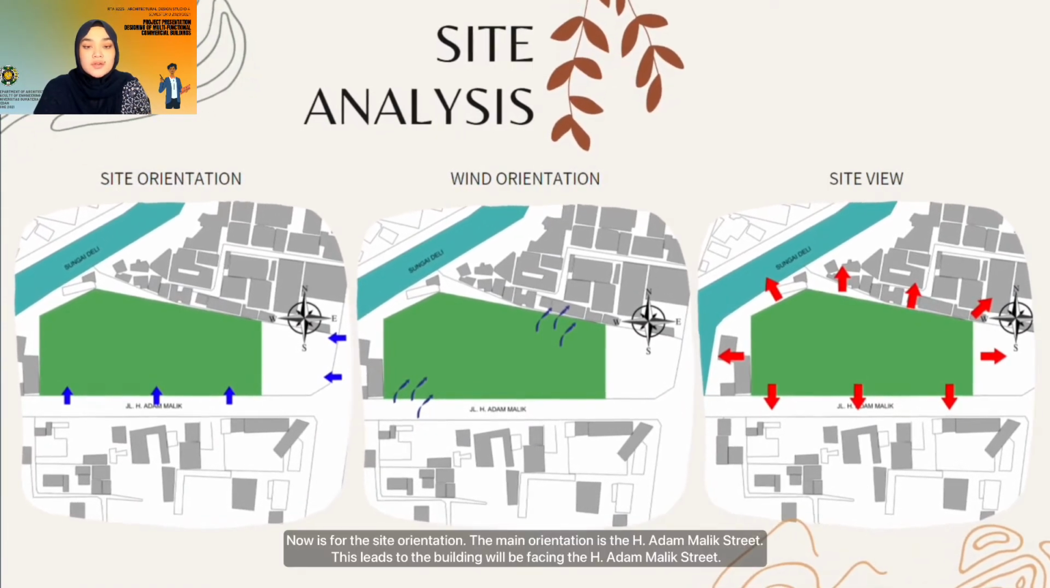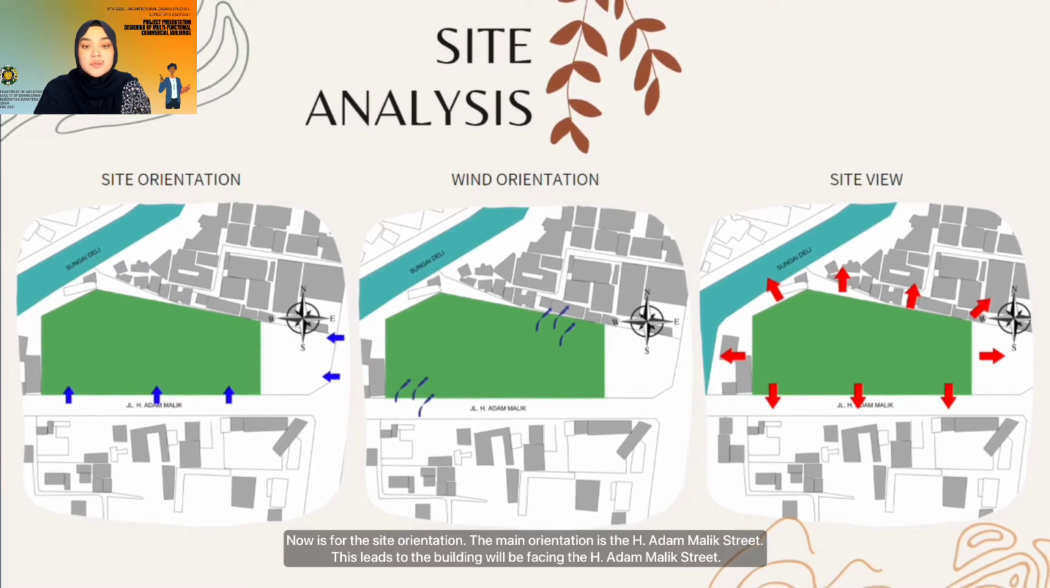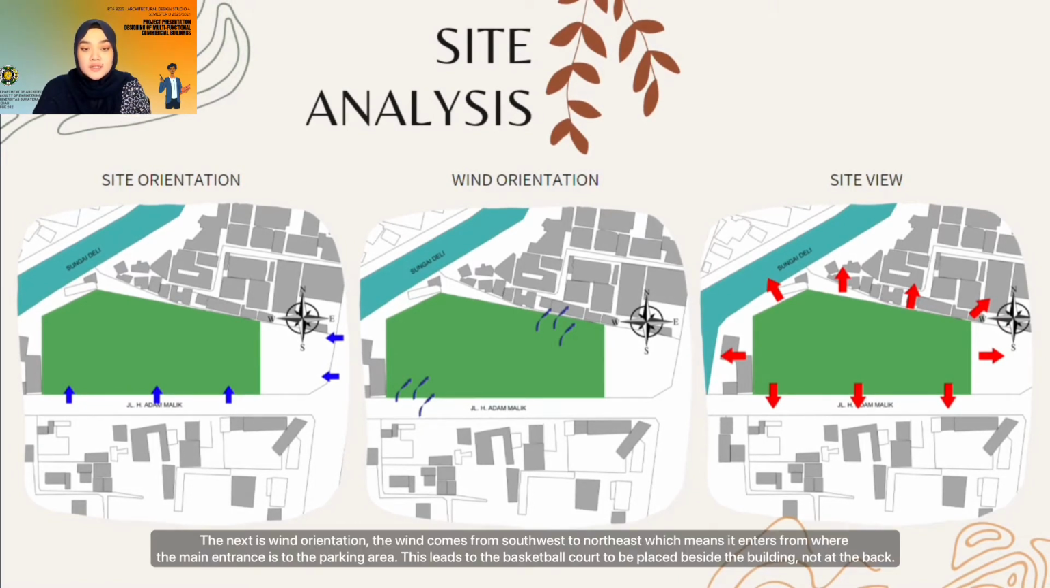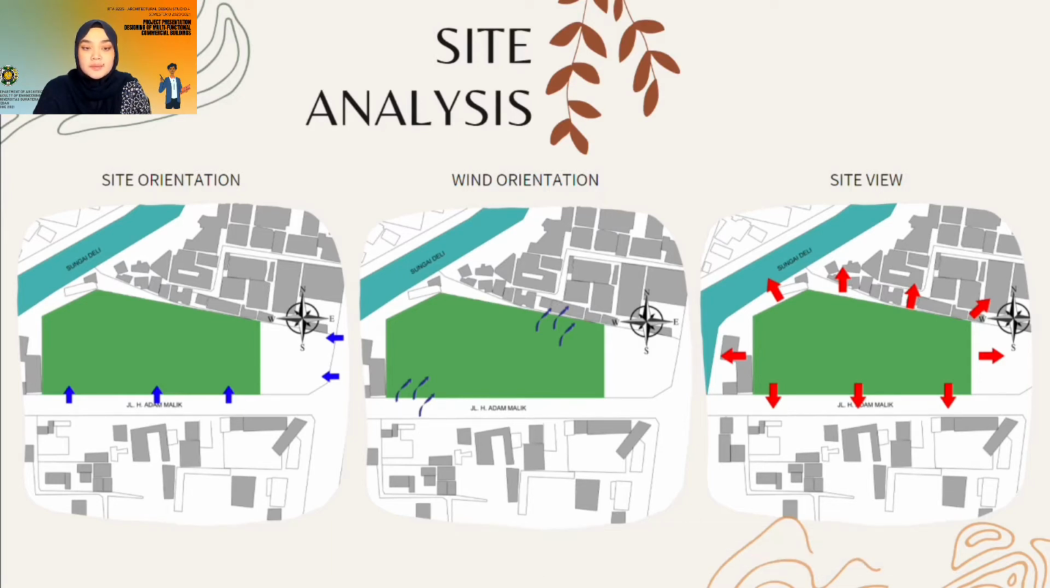Now for the site orientation. The main orientation is the Adam Malik Street. This leads to the building facing Adam Malik Street. The next is wind orientation. The wind comes from southwest to northeast, which means it enters from where the main entrance is to the parking area. This leads to the basketball court being placed beside the building, not at the back.